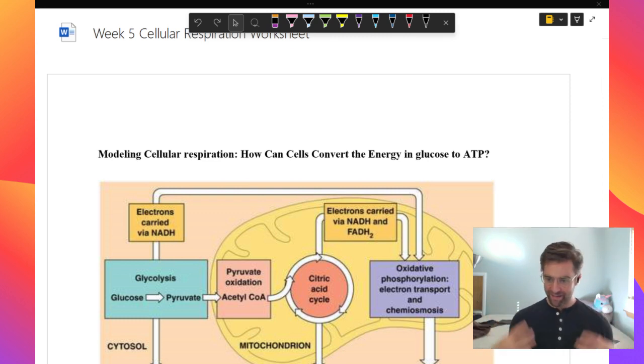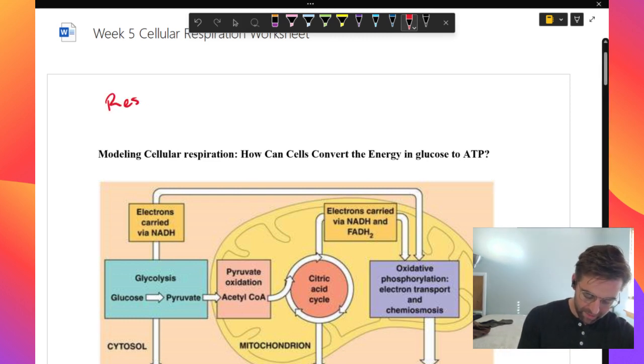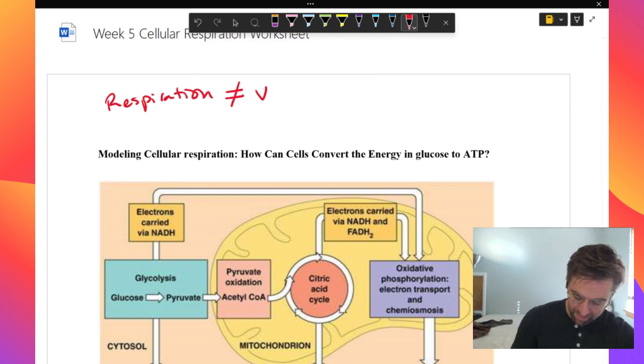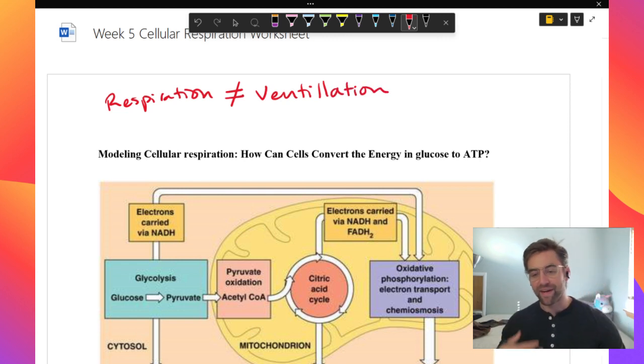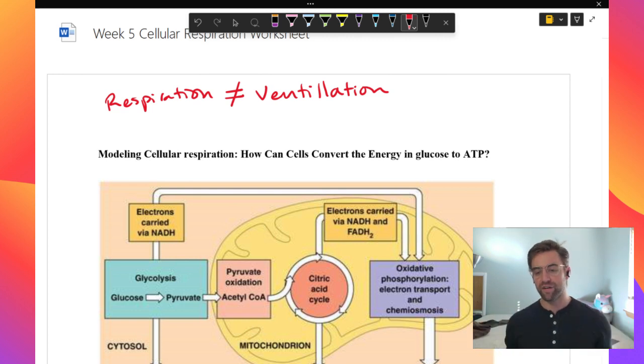Now, you may notice that I'm breathing kind of hard. I've been running around a lot today, doing a lot of work that requires some energy, some heavy breathing. Now, this is topical because respiration is not the same as ventilation. Ventilation is what I'm doing right now, this heavy breathing, right? This is air going in, air going out. Respiration at the cellular level is about cells creating energy, generally from glucose.